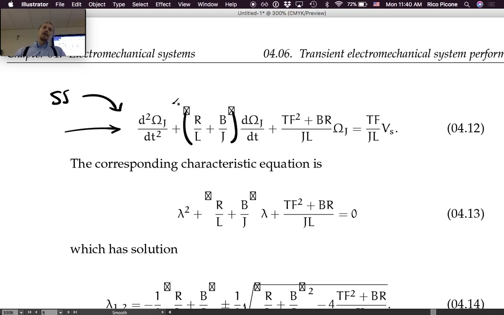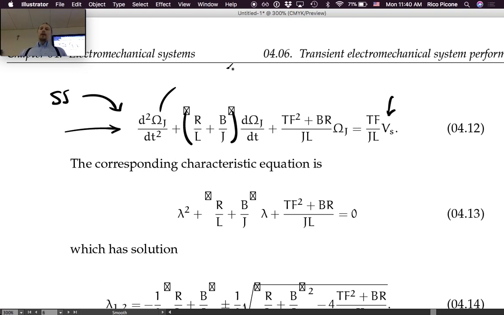This is a second order system. So any differential equation you're going to write from the state space model is going to be second order. Omega j is the output of this differential equation. Vs is the input. So when you solve this differential equation, you're going to get out omega j as your solution.